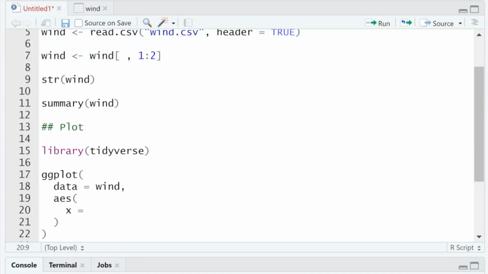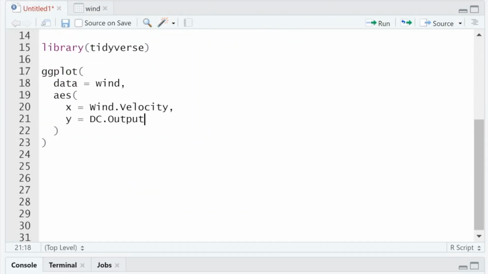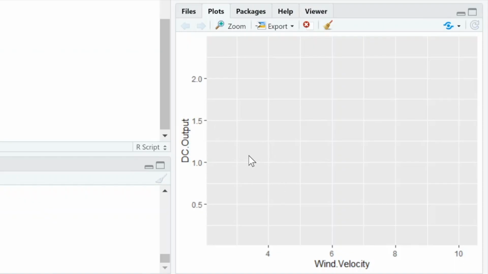So that means that our wind speed, our wind velocity, is going to be our x, and then our y is going to be DC output, I believe. Let me make sure. Yeah, it's all caps. Cool. So if we run that, we'll see a totally blank, mapped out variables, but nothing actually there.